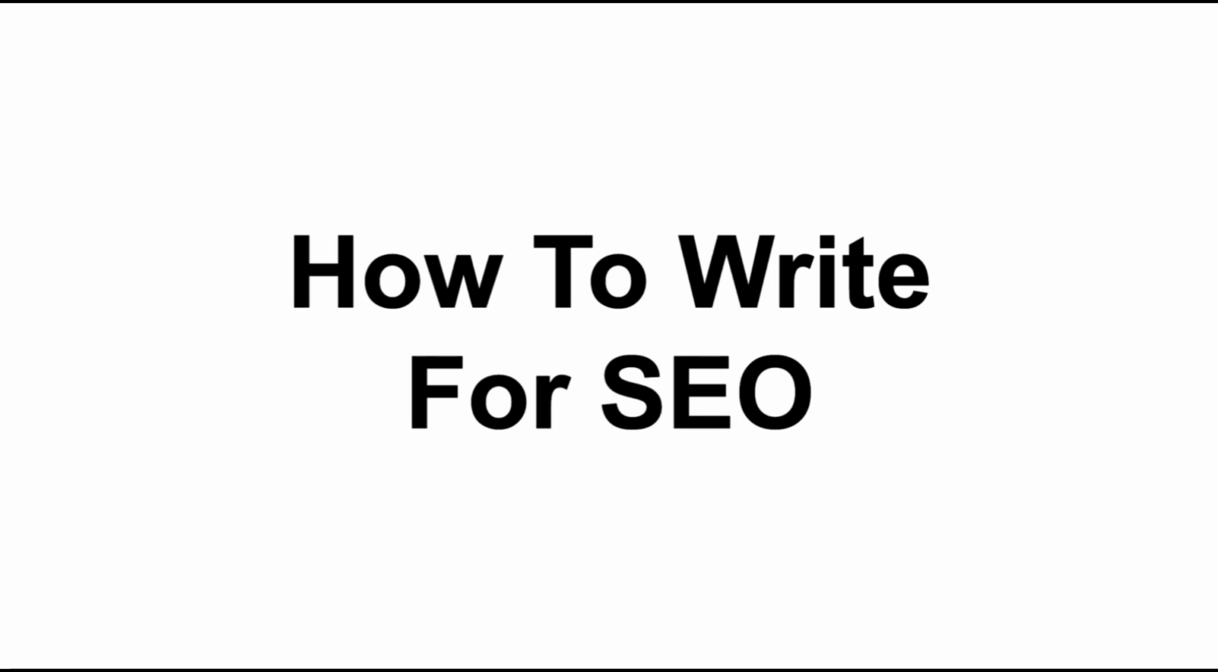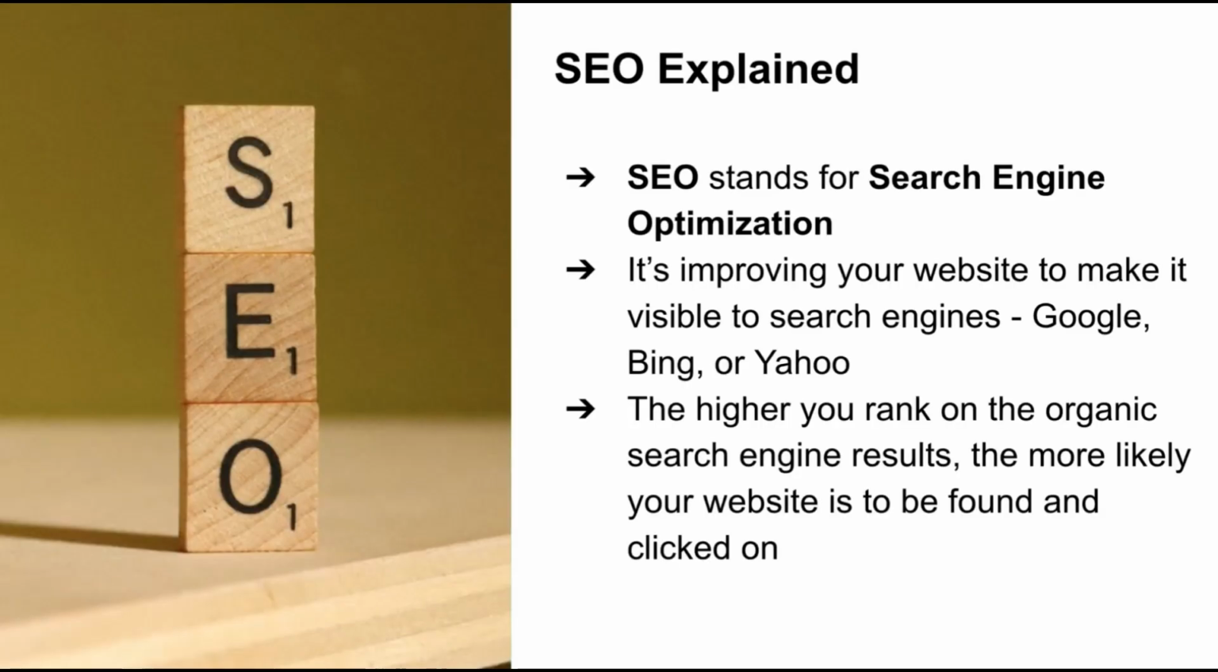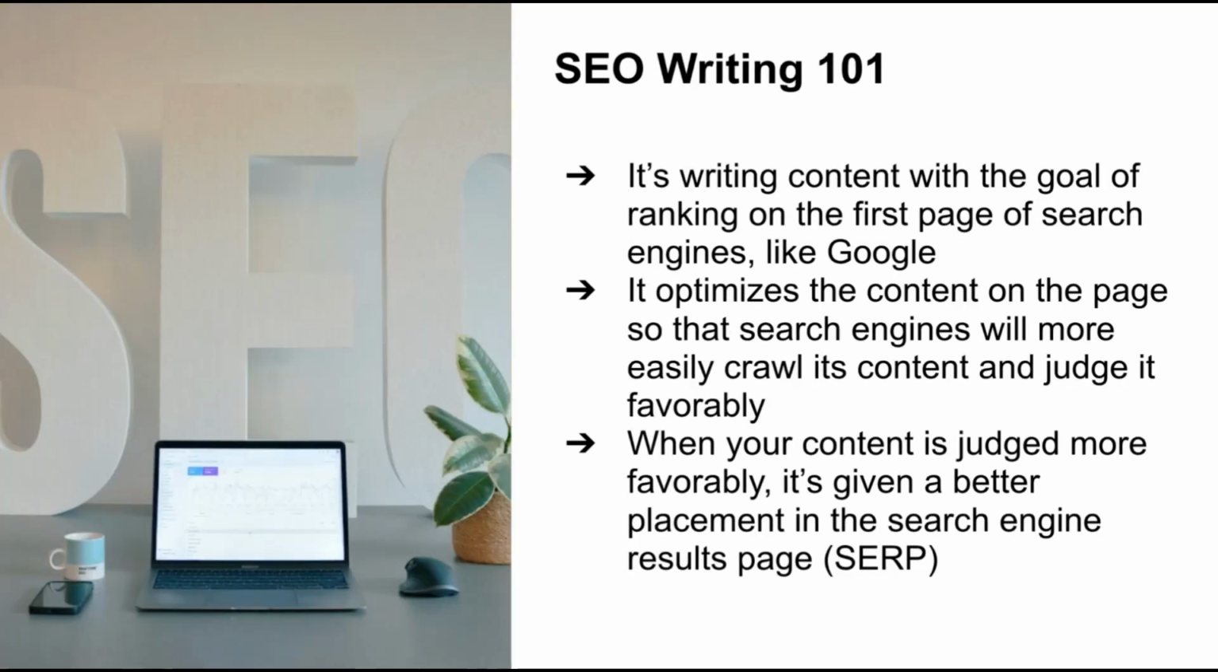Today we're going to be talking about how to write effectively for search engine optimization. SEO stands for Search Engine Optimization, and it's the process of improving your website to make it visible to search engines like Google, Bing, or Yahoo. The goal here is to have your content rank as high as possible in the organic search engine results so that your website is more likely to be found and clicked on by prospective visitors.